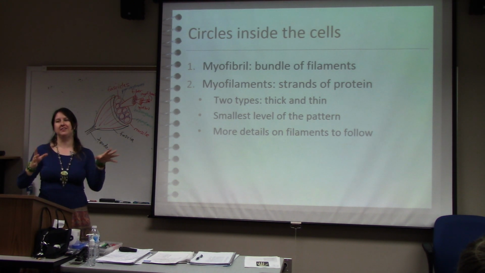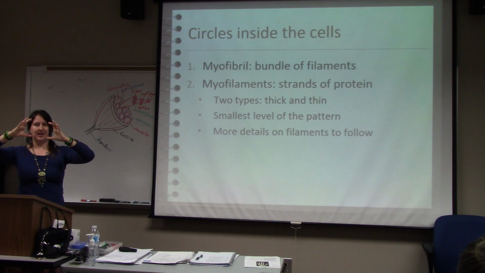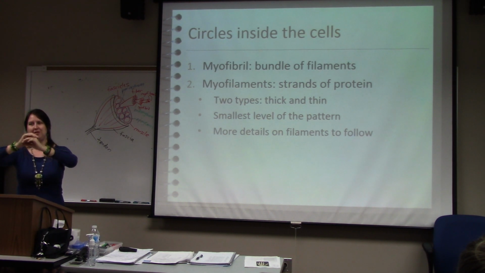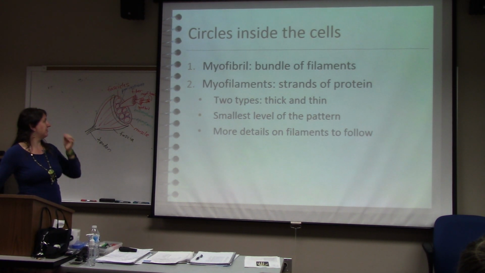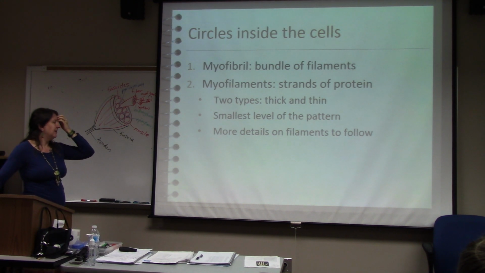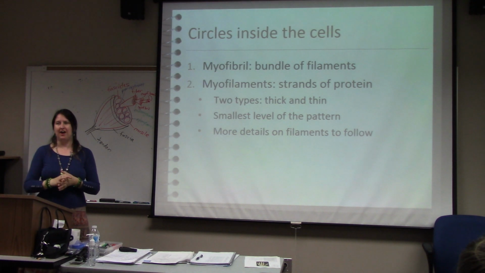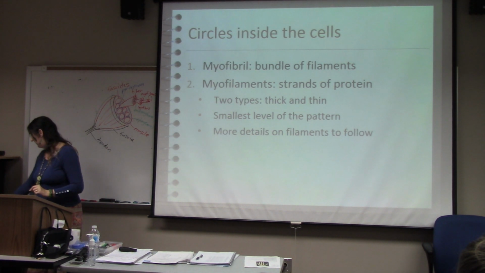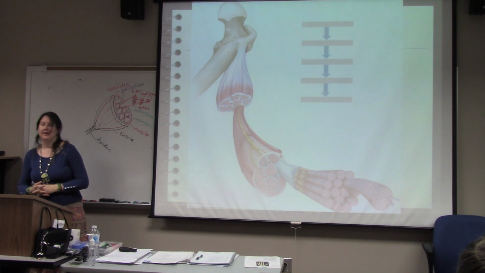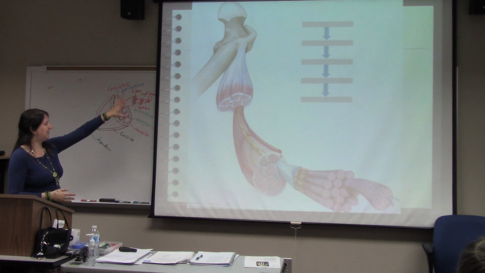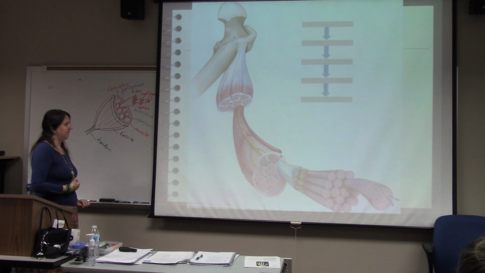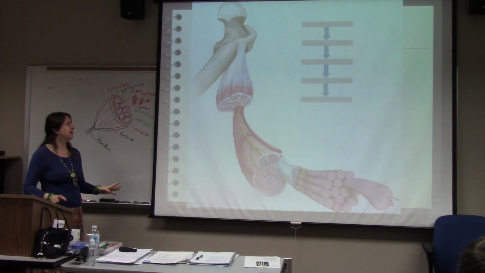These are the smallest level of the pattern, where you take a muscle, you zoom in on a circle, you see more circles. The filaments are the smallest you get. And we'll take a closer look at the filaments, what proteins they're made of, and how they fit together next week. For today, we'll just finish up with this overview of the muscle structure.